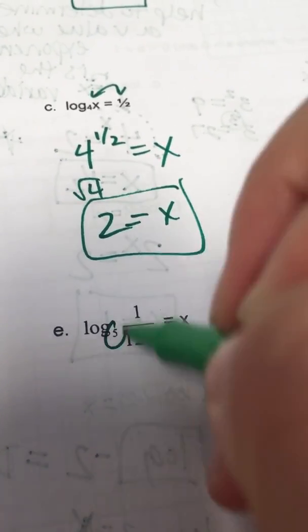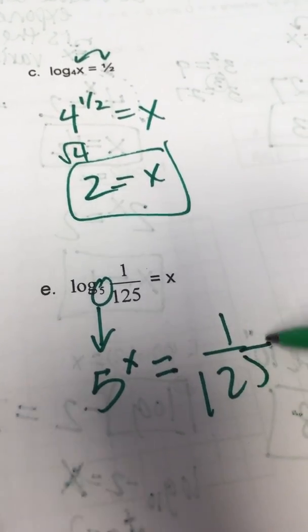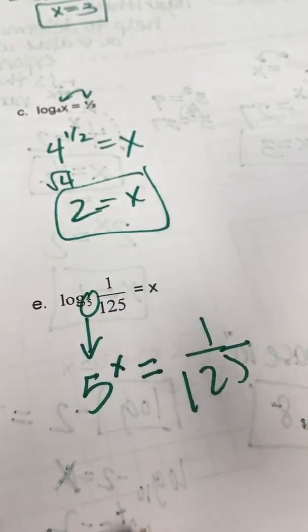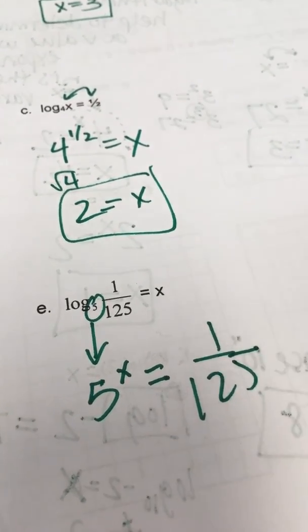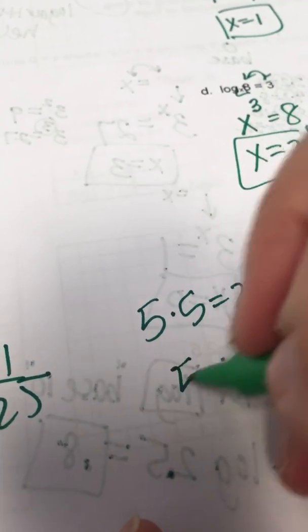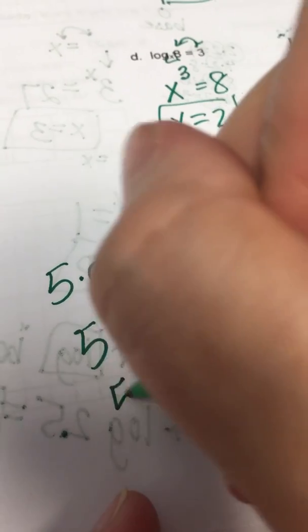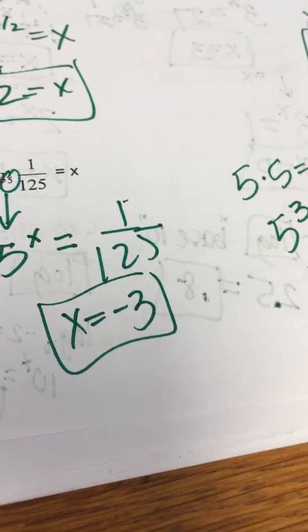Last one here, base 5 stays the same. 5 to the x power is 1 over 125. So first of all, I think 5 to what power? 5 times 5 is 25 times 5 again, that is my 125. So far, I know 5 to the third is 125. But I want it 1 over 125, so this means my 3 has to be a negative to make it go down to the bottom part of the fraction. x is negative 3. All right, that's it.